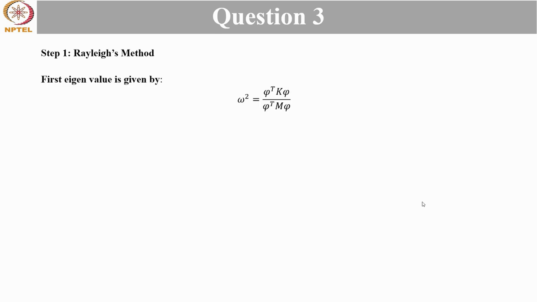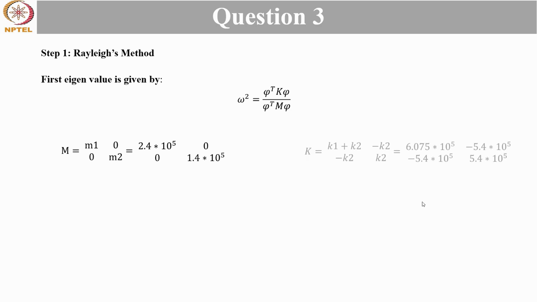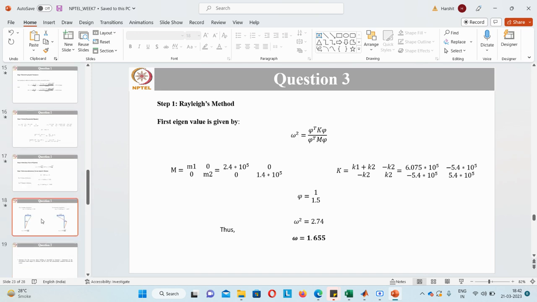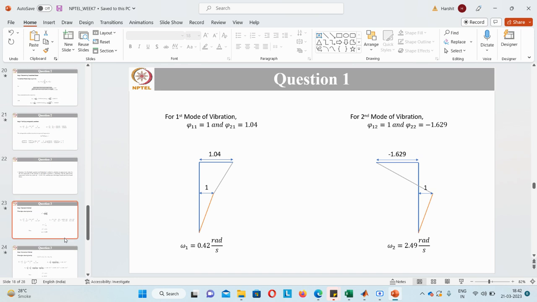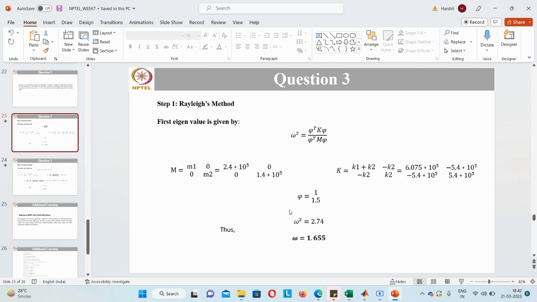First is Rayleigh's method. According to Rayleigh's method, the first eigenvalue is given by omega square equal to phi transpose k phi upon phi transpose m phi. Phi is nothing but the eigenvector, which we are assuming as 1, 1.5, and the mass matrix is given by m1, 0, 0, m2, which we know, and the stiffness matrix k we also know. With the assumed value of phi, solving the matrix multiplication and division, we obtain omega square equal to 2.74, and thus omega is equal to 1.655. But the actual value of omega was 0.42 radian. So we can see how Rayleigh's method gives an upper bound value of omega.